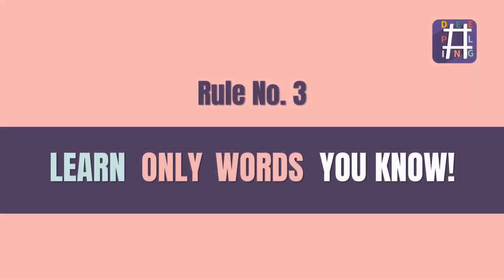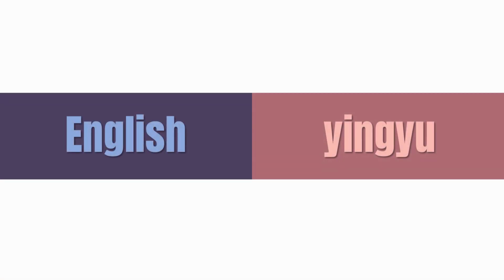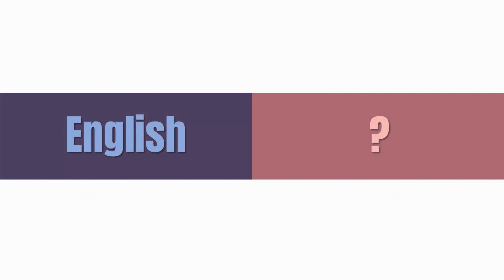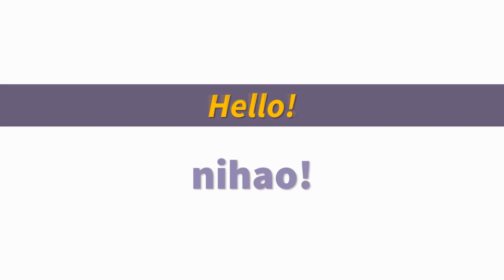Only start memorizing the characters when the pinyin has become part of your Chinese vocabulary. Whenever you see the English word, you know the pinyin without thinking. Only then, it's time to move on to the characters. Let's take 你好 as an example again. Before you've memorized hello is 你好, don't start with the characters.